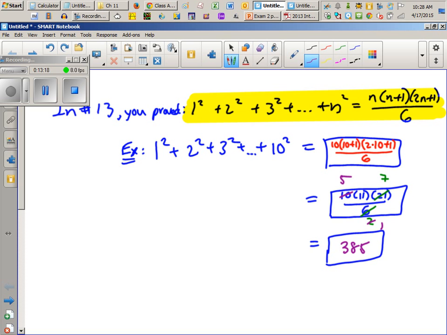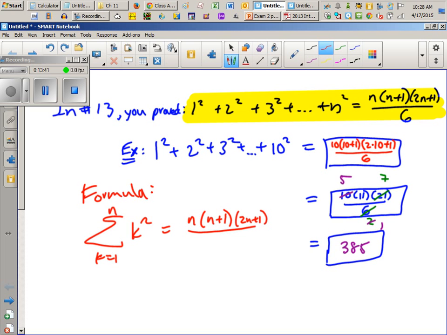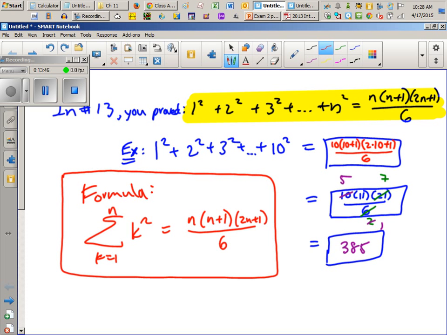So we're going to memorize it. We're going to memorize it for next Thursday's test. So takeaway number 1, the first formula you need to memorize is, if you wish to add perfect squares, then you would use the last perfect square, the last number n, times n plus 1 times 2n plus 1 all over 6. And we're going to memorize that. The sigma k squared, that just means you're adding 1 squared, 2 squared, 3 squared, 4 squared, and so on.